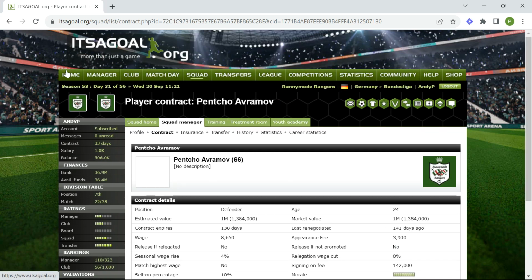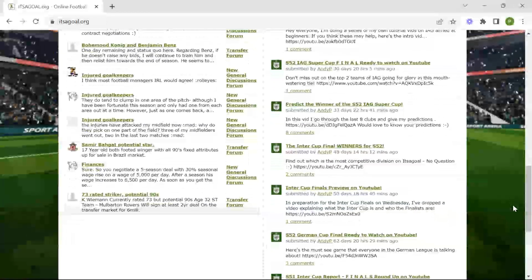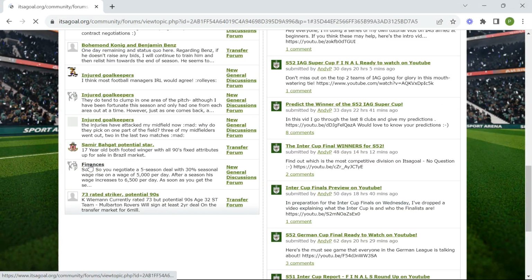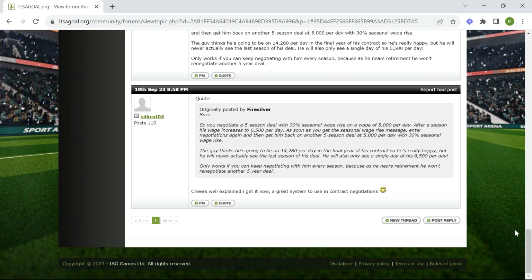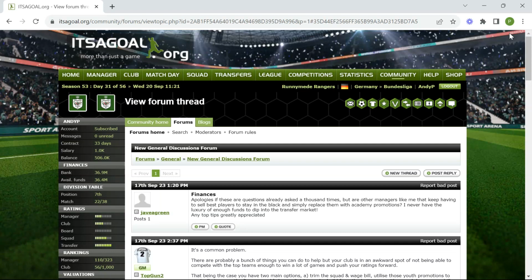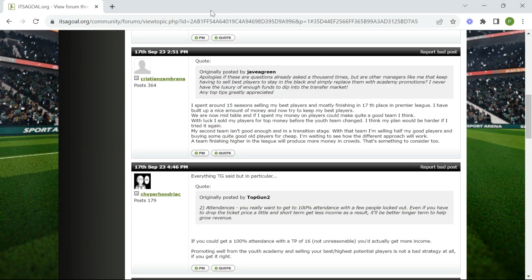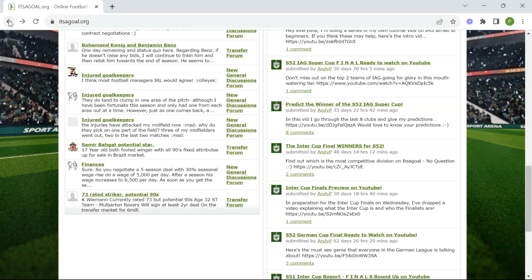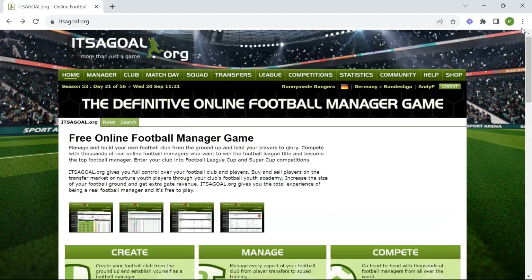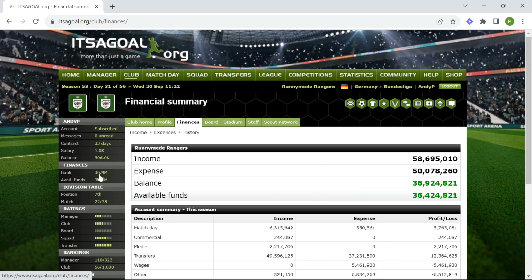Always go to the home tab as well, because there's always discussions on it. For example, looking at finances, there's a whole thread about how to negotiate finances with your players, and the best ways of doing that. Cool. Right, so let's get back into the incomes and expenses. Let's go to club and then incomes and expenses.